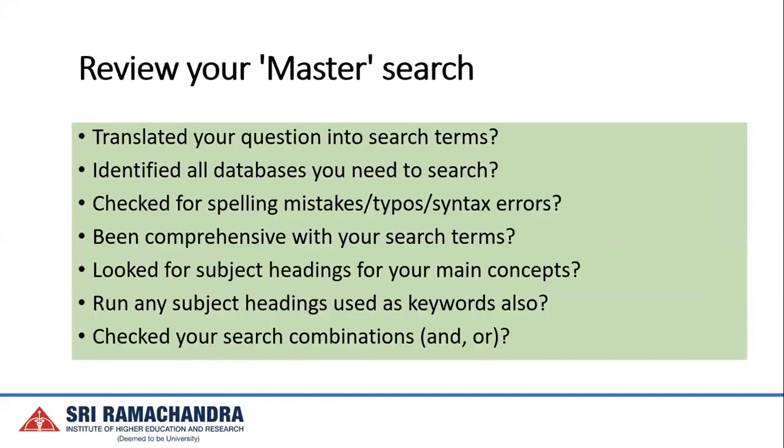So review your master search. First step, translate your question into search terms. We had tennis elbow, ultrasound, shockwave therapy, pain. We had the concepts. I showed you the basic one; later, you can build upon that. And then the database is identified. Search Medline first, PEDro, and if you have access, CINAHL and other databases, Embase. Check for spelling mistakes and typos, though of course you get that automatically. It should be comprehensive. And then we should look for subject headings for your main concepts.